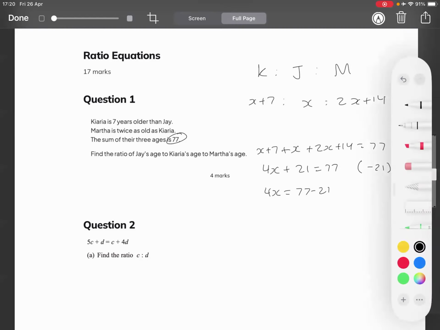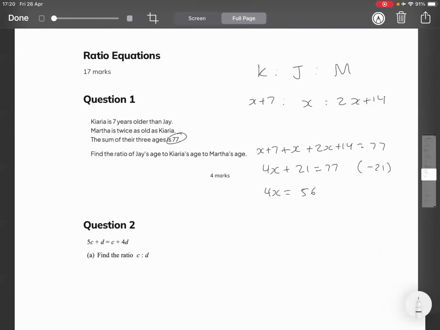Why am I writing that down? Let me just do it. It's 56. And then what do I do with the 4? You can divide it. 56 divided by 4. That's 14.